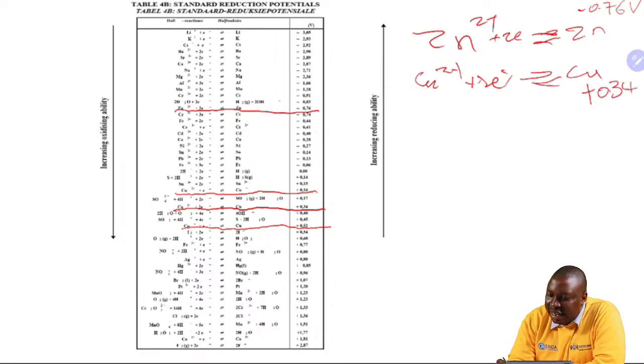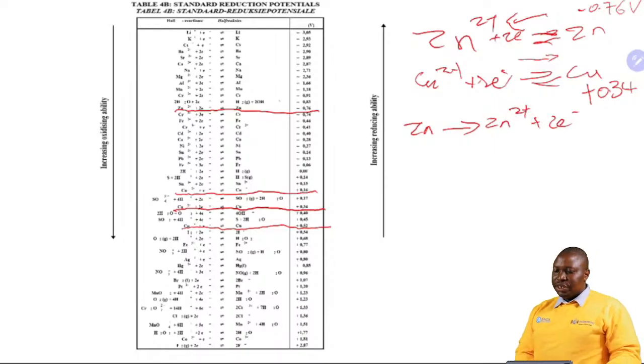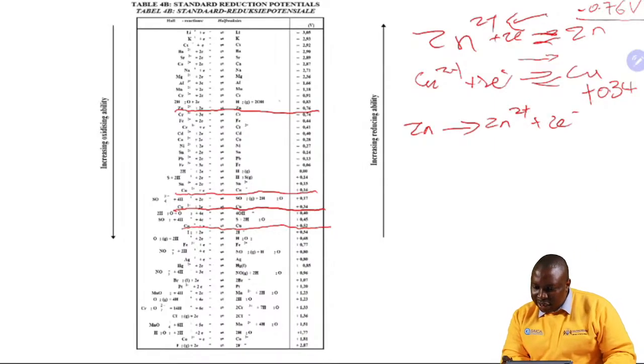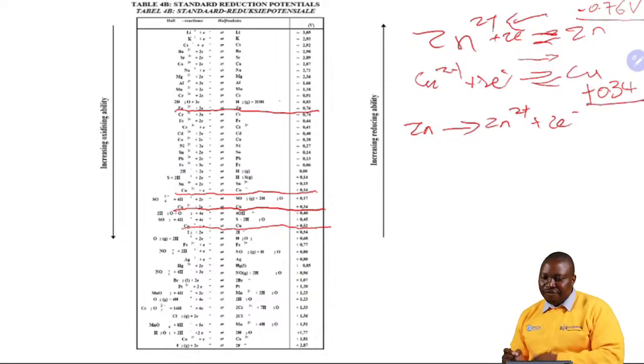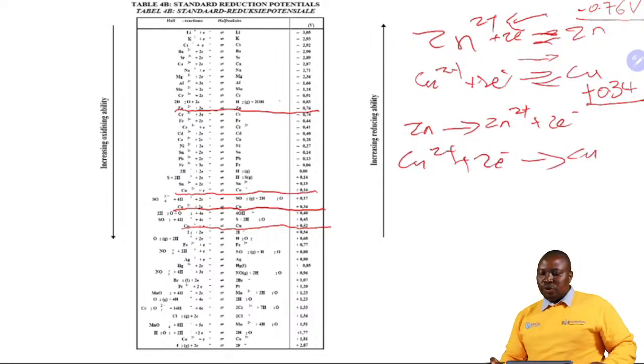And we said that the negative one will be reversed, meaning that in this reaction, zinc will lose electrons, whereas copper 2 plus will gain electrons. So when you write the zinc half reaction, you will write zinc losing electrons now. No longer gaining, but now losing because it has a lower ability to gain electrons. Copper 2 plus has a higher ability to gain electrons, which is 0.34, so it will gain electrons, which means copper 2 plus plus 2 electrons becomes copper. I hope you understood that.